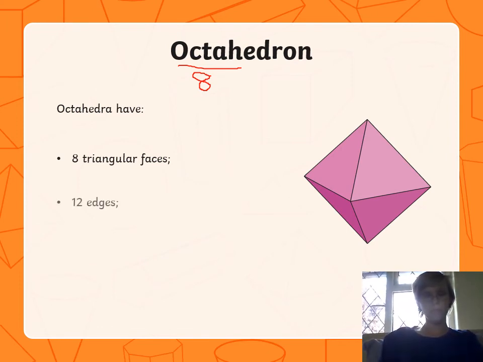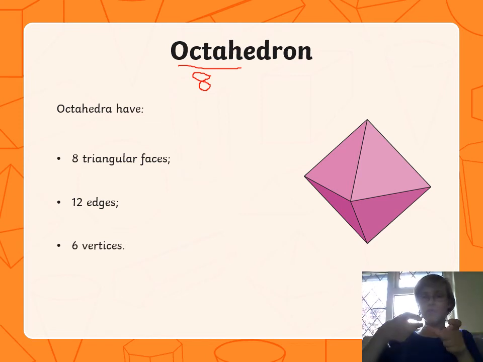Yeah. 12 edges, that's about where it's joining. So it's your 4 times table. It's going to be the top bit, around the middle bit, and then around the bottom bit. So you've got 4, 4, 4. Okay. And then vertices, you've got your 4 in the middle, and then you've got 2 top and bottom. 6.